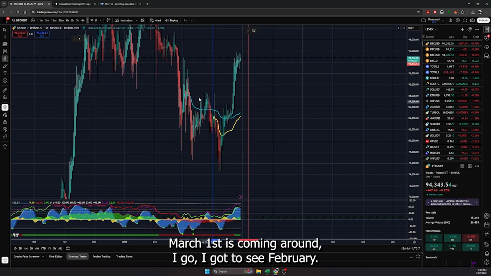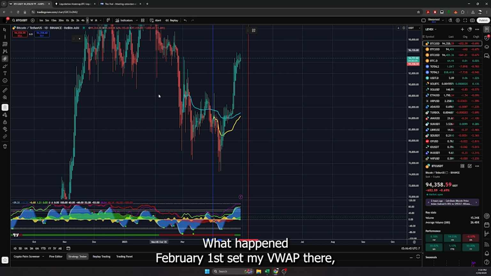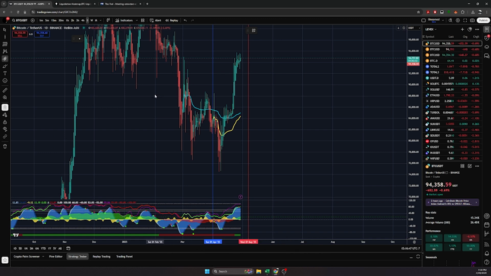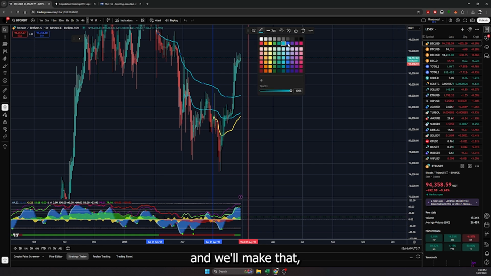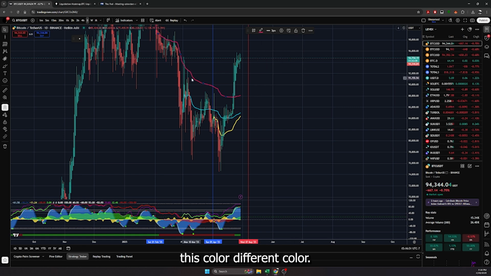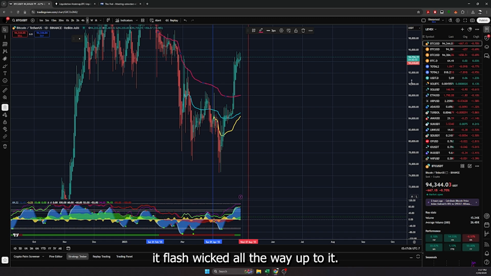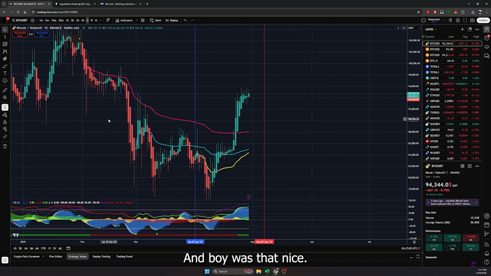So when March 1st is coming around, I go, I got to see February. What happened February 1st? Set my VWAP there. Boop. And we'll make that a different color. All right. When in March did it retest the February anchored VWAP? Look at that. March 2nd. It flash wicked all the way up to it. And boy, was that nice.